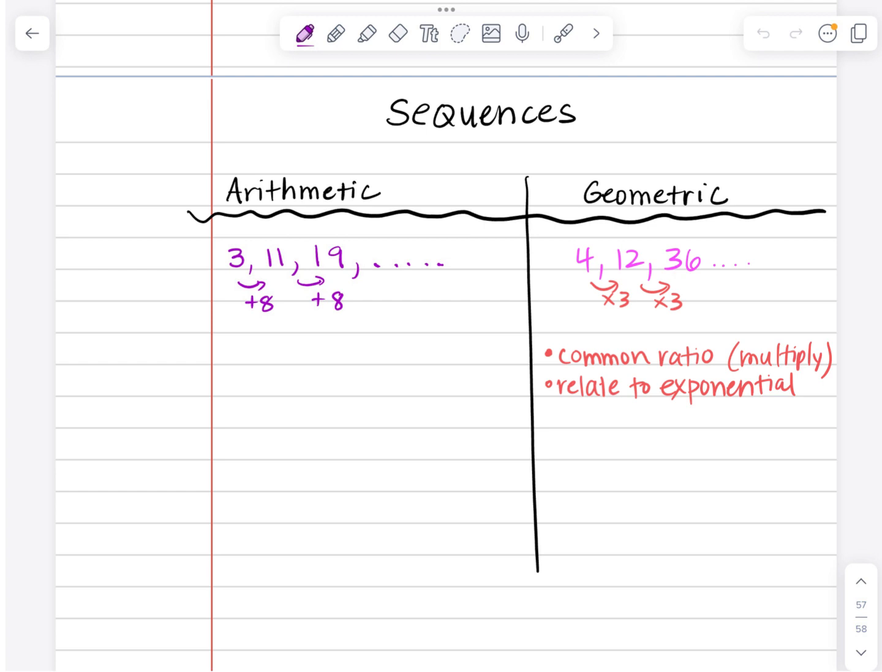Okay, so let's start with the explicit rule. So I'll just come down here and write explicit. So that's for if I said, hey, can you find me the 20th term? Then I would use the explicit rule.